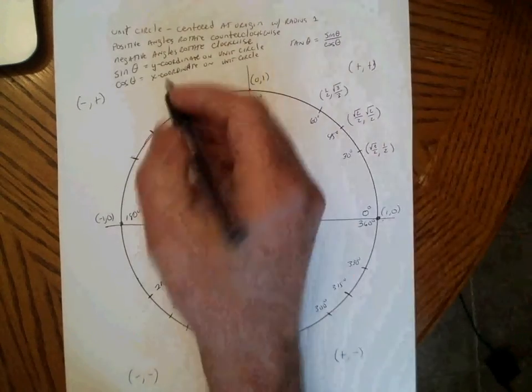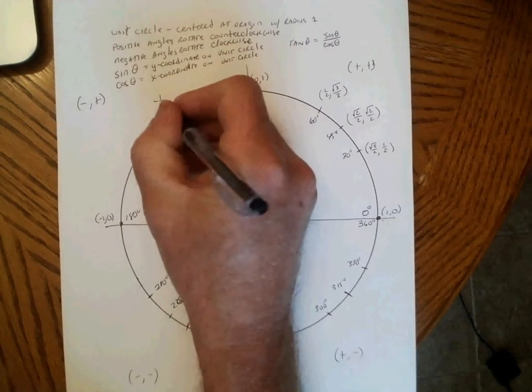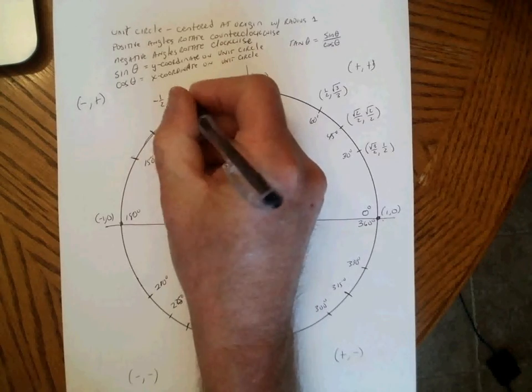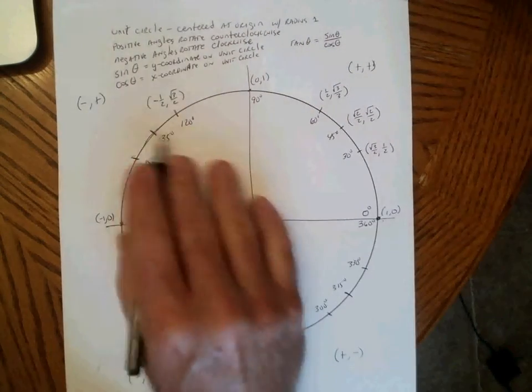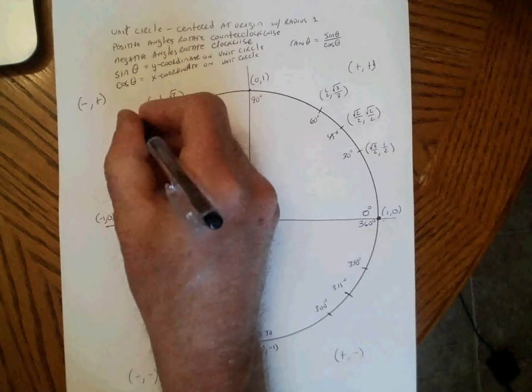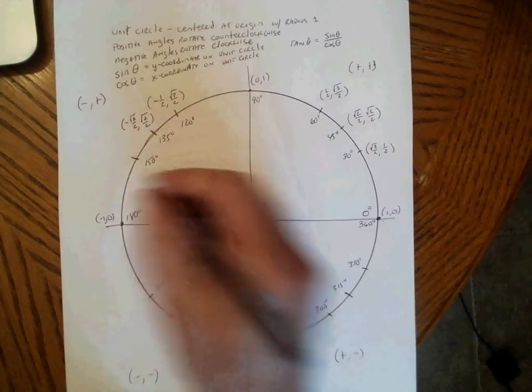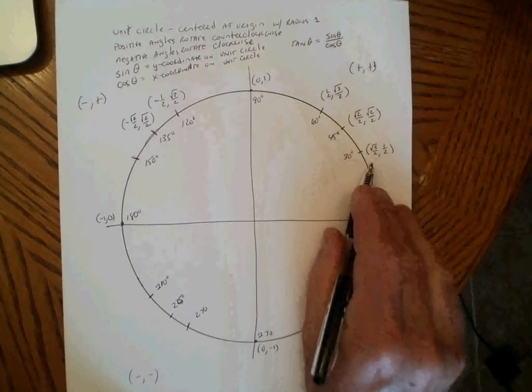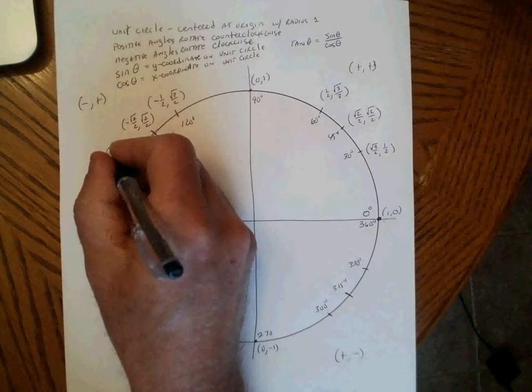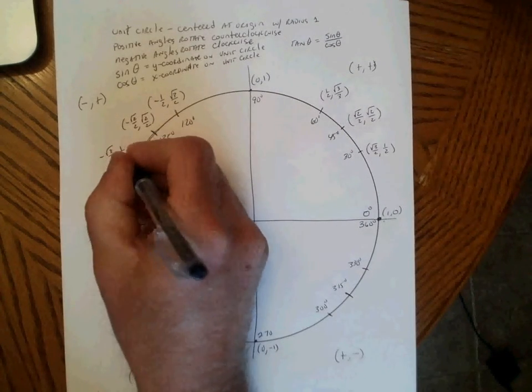So 120 degrees, cosine is negative 1/2, sine is square root of 3 over 2. 135 degrees, cosine is negative square root of 2 over 2, sine is square root of 2 over 2. 150 degrees, cosine is negative square root of 3 over 2, and the sine is 1/2.